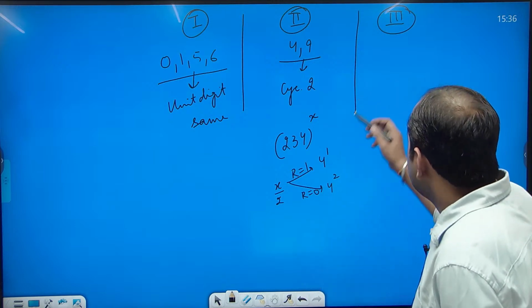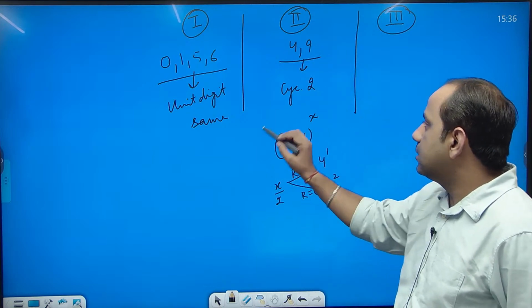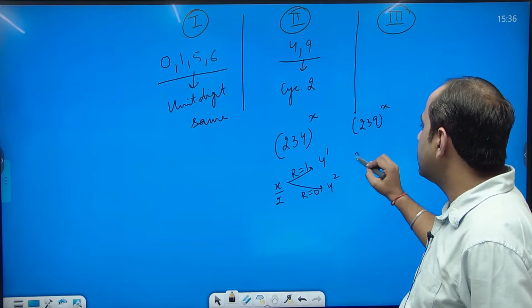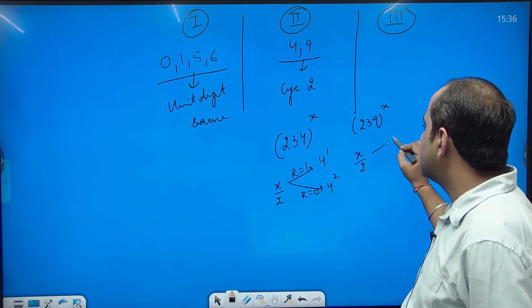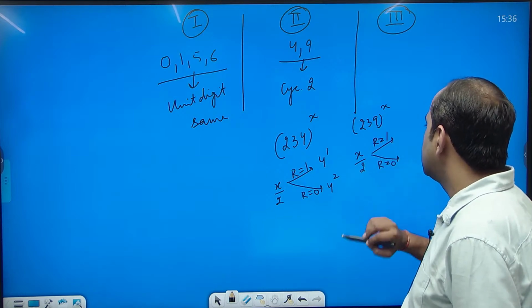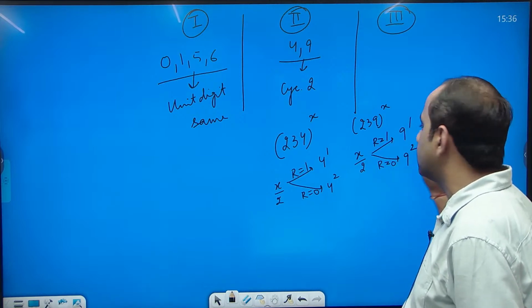Same way in the case of 9 also, if I say 239 raised to the power x, I have to divide this x again by 2. The remainder can be 1, the remainder can be 0. If the remainder is 1, the unit digit will be 9 to the power 1. If the remainder is 0, 9 to the power 2.